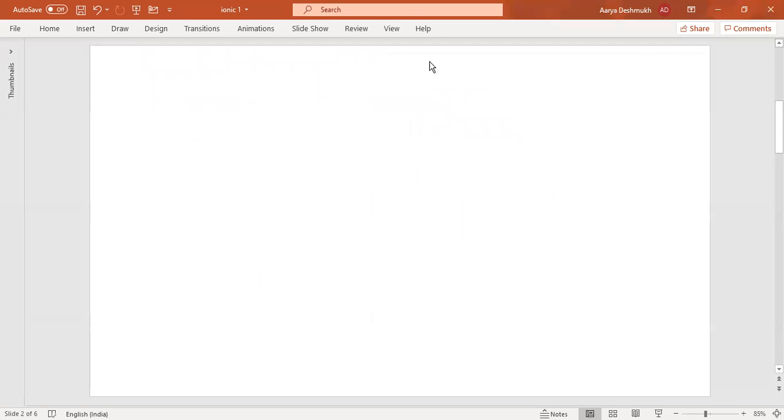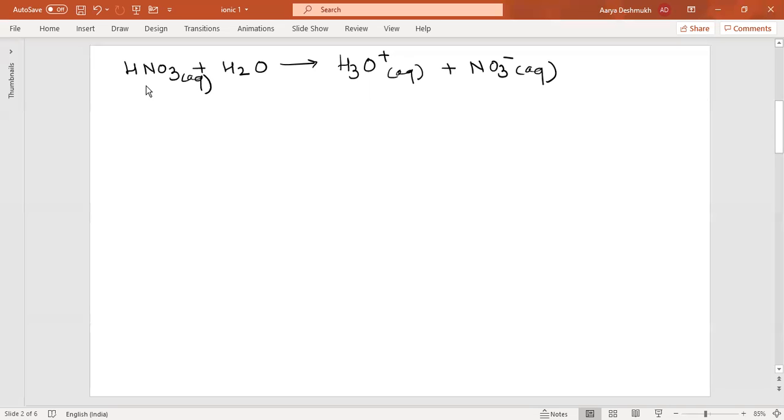Proceed further. Now, if you take another example like HNO3 plus H2O. By taking this example, I am trying to explain how the water molecule is amphoteric in nature. I mean, in one reaction it acts as an acid, and in another reaction it can act as a base also. That is why it is called amphoteric in nature. So these are the ions formed in these reactions. Of course, the aqueous medium is there.